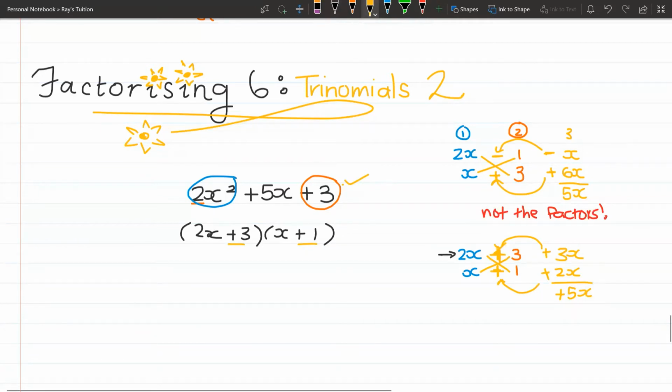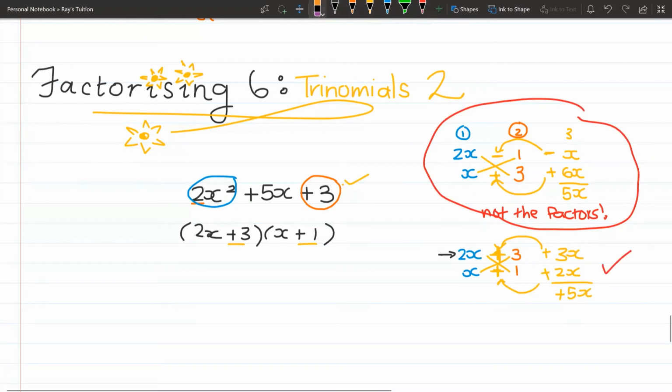So step 1 is to write down the factors of the first term. Step 2 is to write down the factors of the last term. Step 3 is to cross multiply. Then we see if we can add or subtract those terms to get the middle term. And then we do the check. I hope you've understood the process and why these are not the factors, but these ones are.